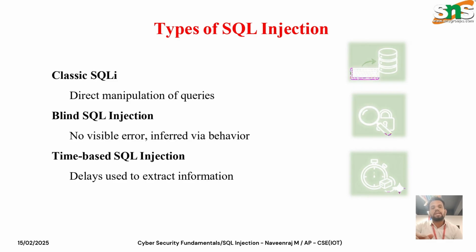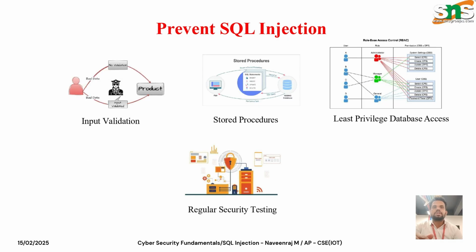Okay, what are the various types of SQL injection? Classic SQL injection, blind SQL injection, and time based SQL injection. In classic SQL injection, also called error based SQL injection, the attacker directly manipulates the query, and database errors reveal information. An example is when the application displays SQL error messages. Then blind SQL injection: there is no visible error message. Attackers infer information based on the application behavior, true or false response. For example, if the page loads differently when a condition is true, it is harder to detect but still dangerous.